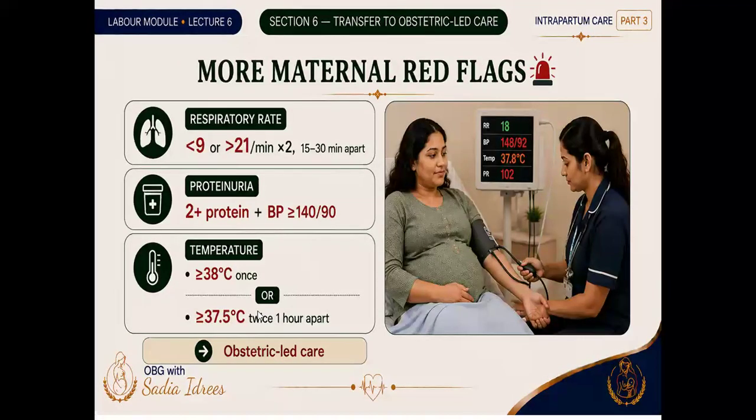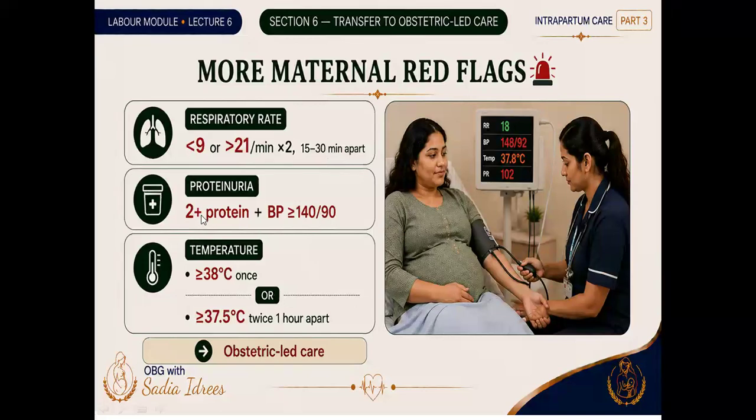Let's continue with the maternal red flag signs. First, we will discuss the respiratory rate. But before that, I want you to revise the previous ones as well. Now, first, the respiratory rate. A respiratory rate of less than 9 or more than 21 breaths per minute on 2 occasions, 15 to 30 minutes apart, should prompt consideration of transfer to obstetric-led care. Again, notice that we are not just looking for tachypnea; an abnormally low respiratory rate is also a concern.